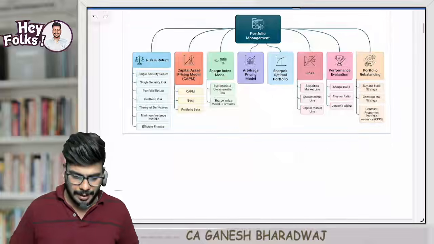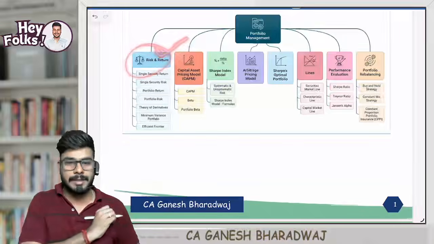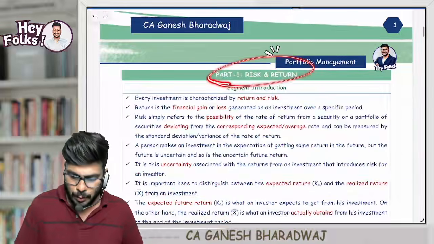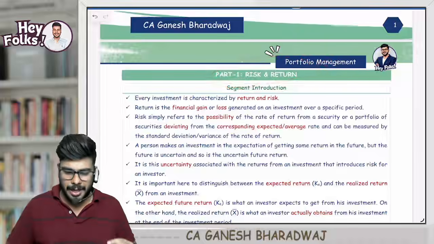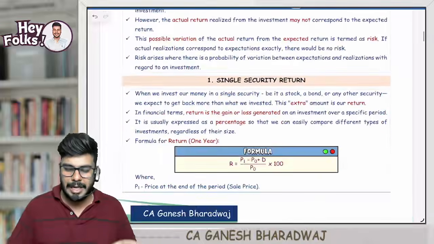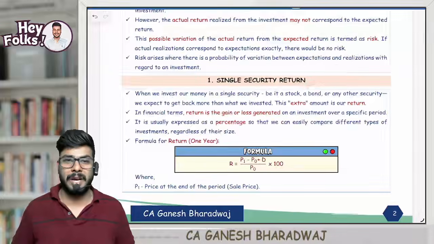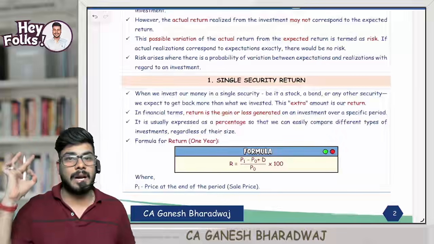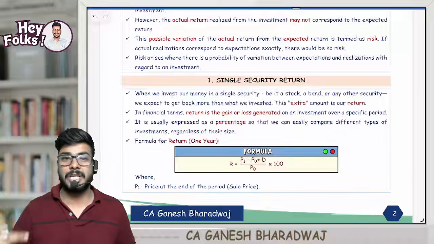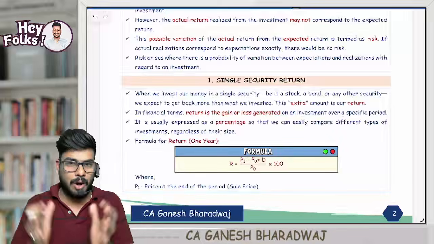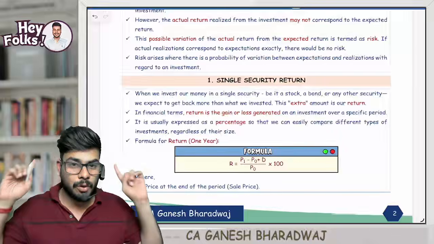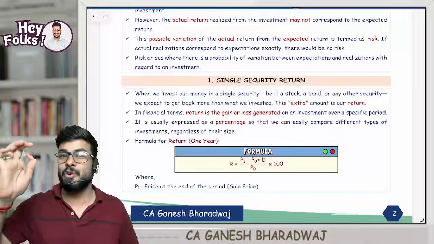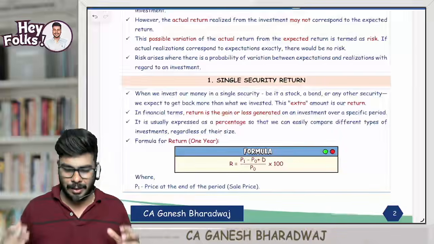Now, once that is done, the first part here is risk and return. Under that part, we'll give a segment introduction, and we will be dealing with every single concept one by one. 100% of your ICAI study material, page by page, I have personally gone through, and that's how we have created this book, because we don't want to miss out even a single formula. We don't want to miss out even a single concept. That's how it's been created.